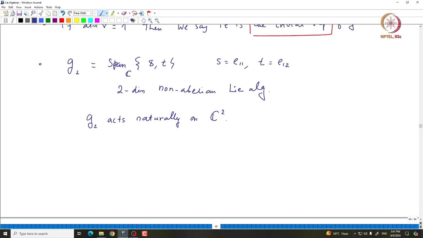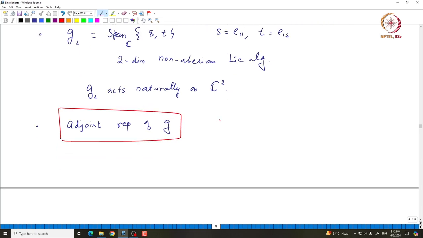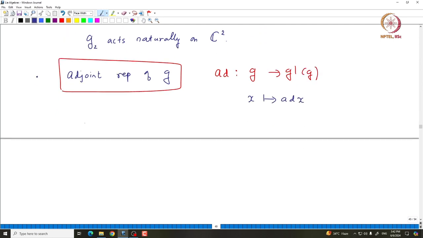So we have another important representation of any given Lie algebra, that is called the adjoint representation. Here is the adjoint representation of any Lie algebra G. This is given using the adjoint map. So we define this ad map from G to GL of G. How is it defined? You take X and send it to ad X, where ad X is a map from G to G which sends a given Y to the bracket X, Y.